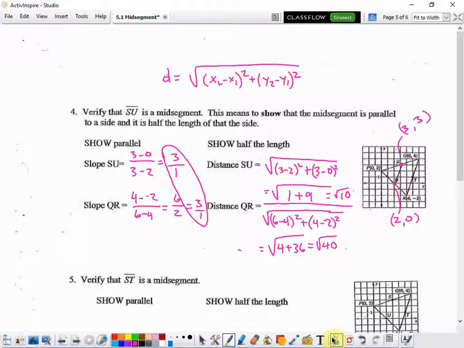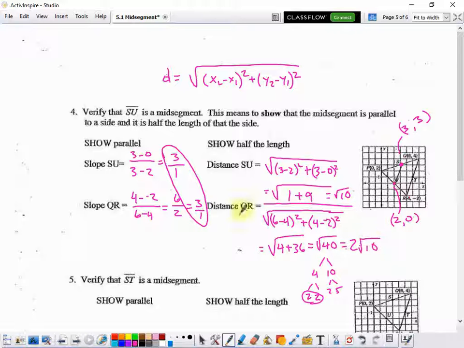And at first glance, it really doesn't look like this is exactly 2 times this. It kind of looks like it's 4 times this. But what we're going to do is simplify this radical. 40 is 4 times 10. 4 is 2 times 2, so there's a pair. 10 is 2 times 5, and that's as far as we can break that down. So there's a 2 that comes out, so that pair of 2's comes out as a 2. 2 times 5 stays in, which is 10. So it's 2 times the square root of 10. So the distance of SU is the square root of 10, and the distance of QR is 2 times the square root of 10. That's exactly double.